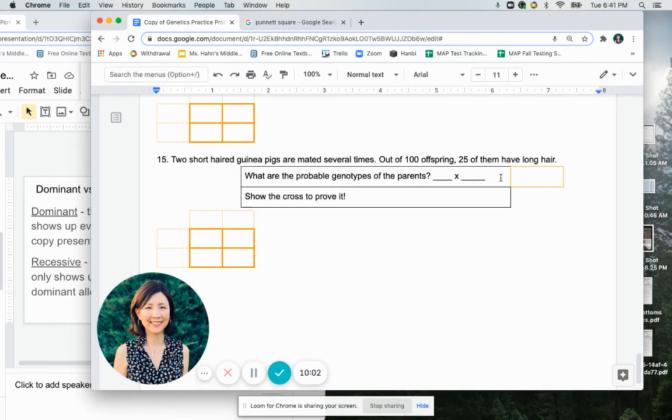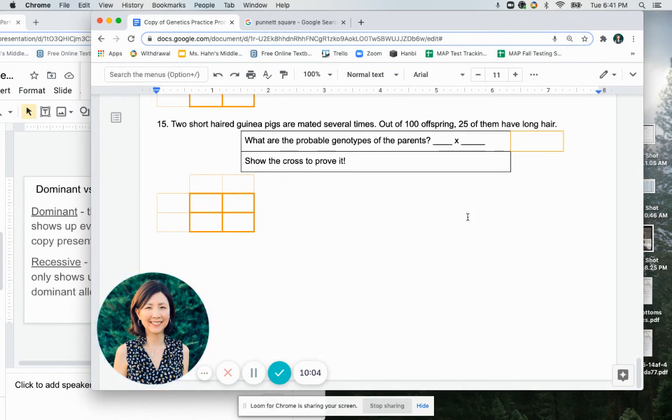And then a couple more crosses. If you have any questions, go ahead and text me and I can give you some more hints, but hopefully that will help you get started.